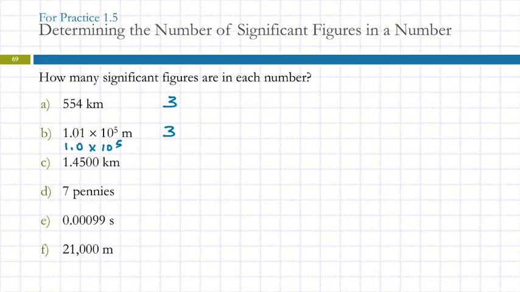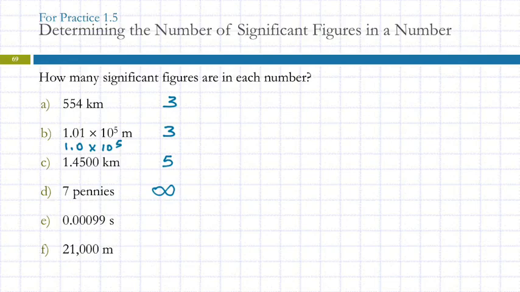Okay, 1.4500 kilometers. 5. These zeros at the end are not needed to hold decimal places. They reflect measurement. Trailing zeros, written decimal point. We're going to count them. How many significant figures does this number have? 7 pennies. An infinite number of sig figs because it's an exact number. Okay? You can count out 7 pennies without any uncertainty.